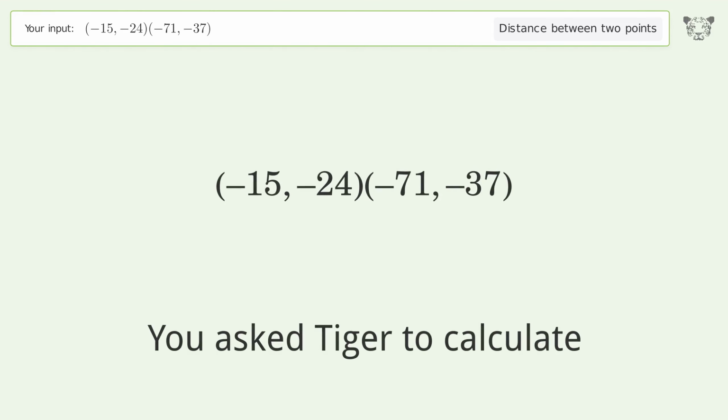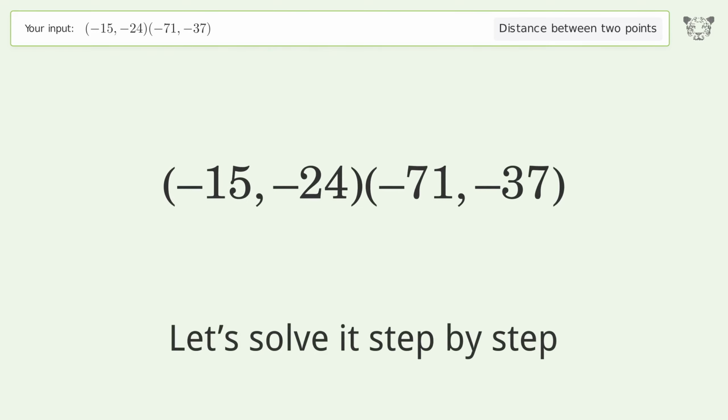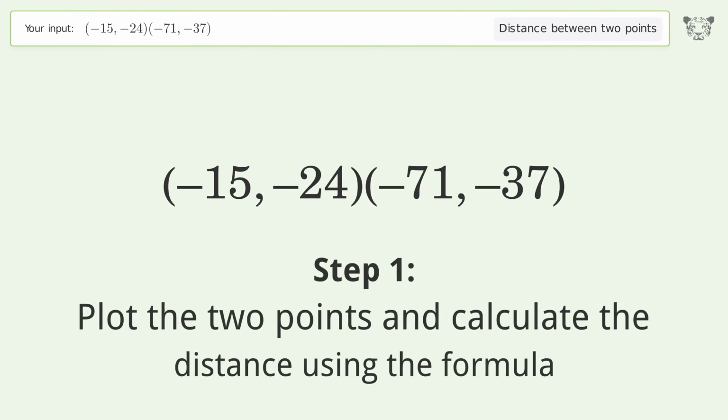You ask Tiger to calculate. This deals with the distance between 2 points. The distance between the 2 points is the square root of 3,305, or 57.489. Let's solve it step by step. Plot the 2 points and calculate the distance using the formula.